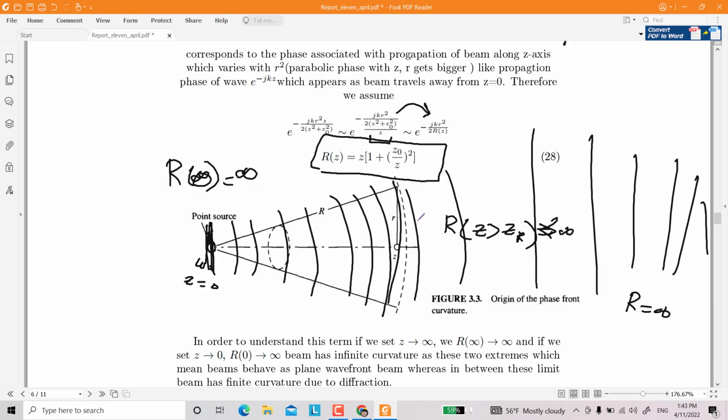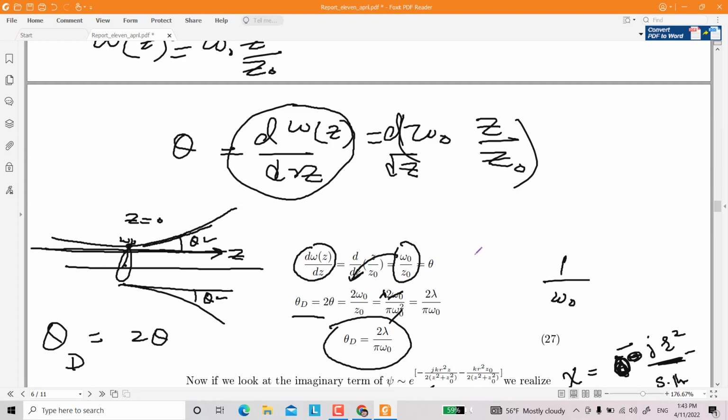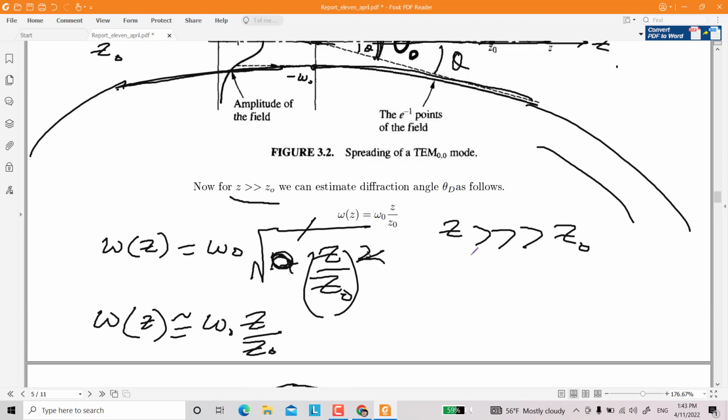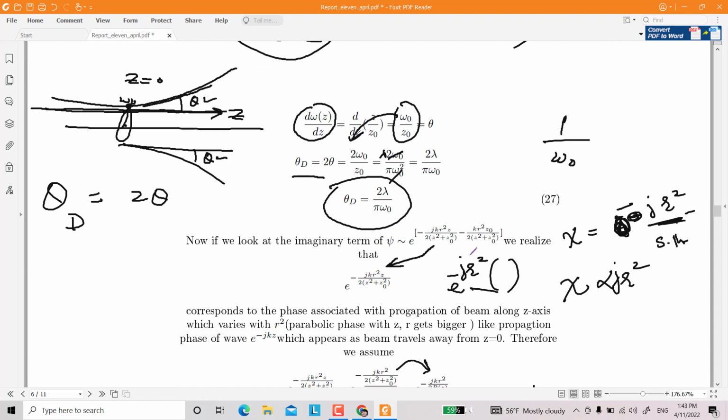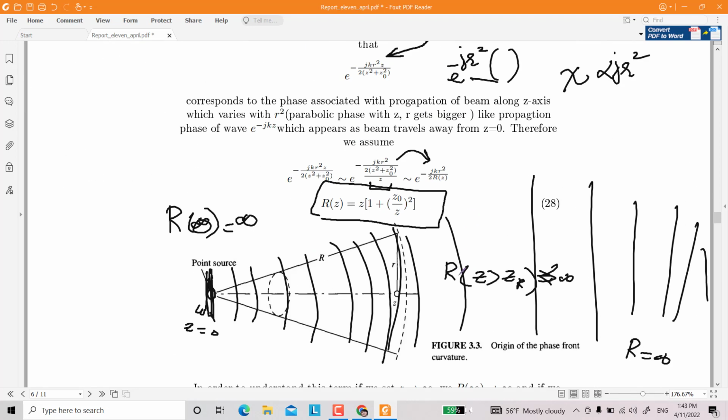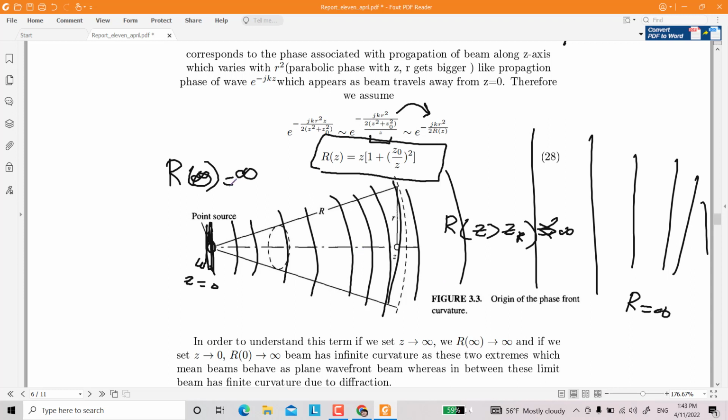So you can think of this R of z as some kind of curvature which is due to the transformation of plane waves into some sort of spherical waves or partially spherical waves, and that curvature is going to give you an additional phase, which is also depicted here. So this is R of z, right?